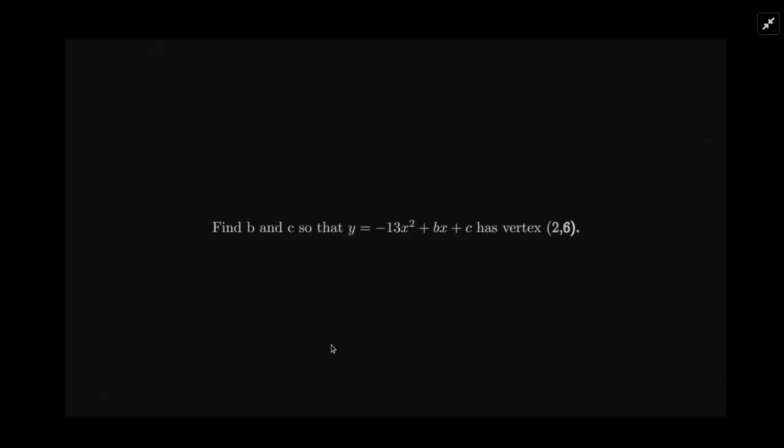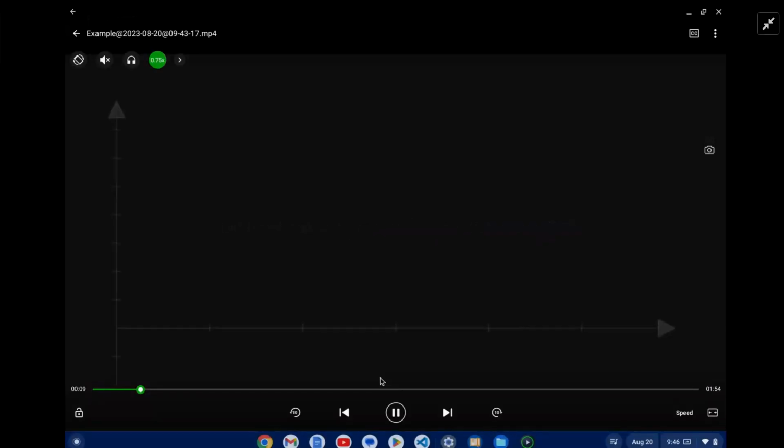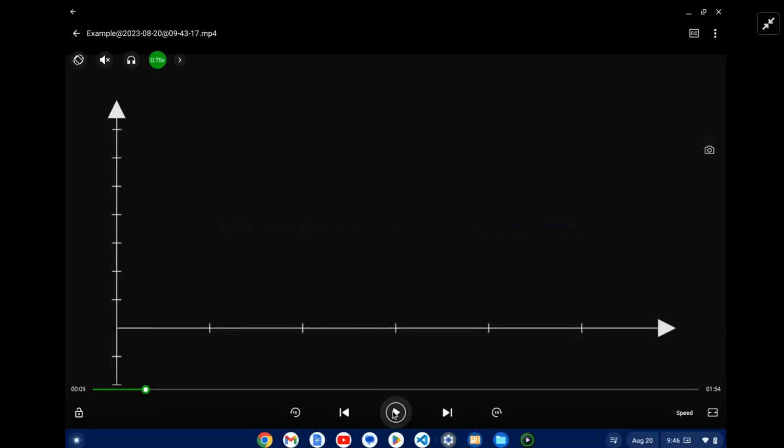Look at our problem here. We have a parabola like so, and we need to find the b and the c. Now, before we start, this is a pre-calc question, and so we should be able to do it without any calculus. And you have a solution already, perfectly good, on how you can do this.